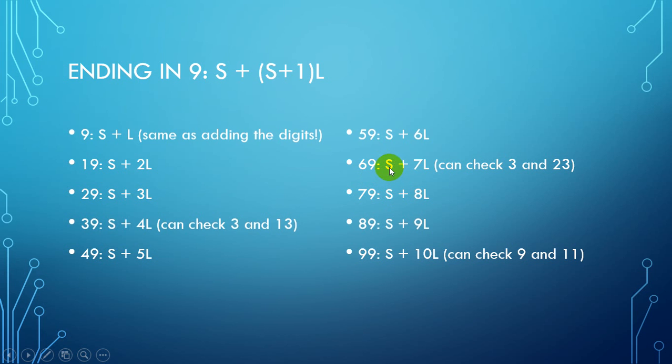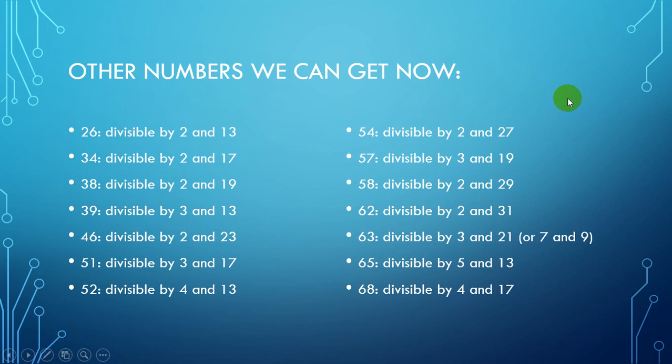69, you have the option of S plus 7L, or you can check for divisibility by 3 and 23. 79, 89, and 99. Again, 99, you can do S plus 10L, because that's not hard, multiplying by 10, and then adding that on to the rest of the number. Or you can check for divisibility by 9 and 11. A couple options there. So now that we have those figured out, here's some other numbers.